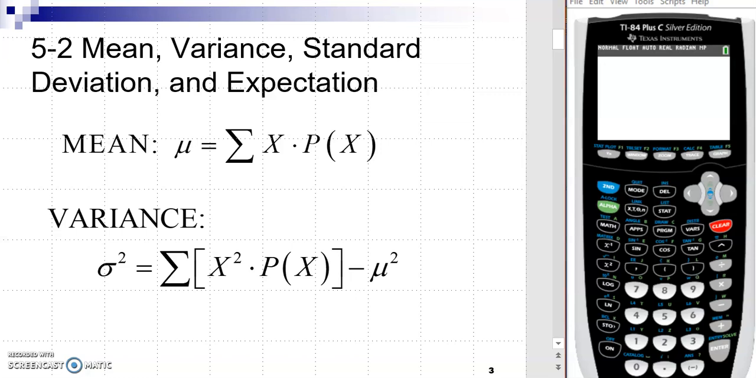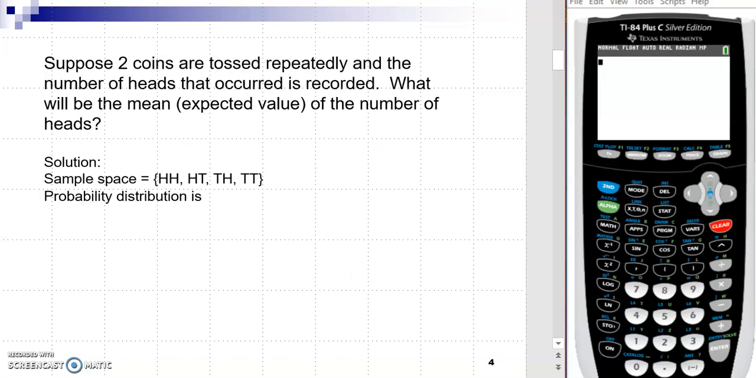Now, whenever you look in your textbook, you'll see these two formulas. One is to calculate the mean, and notice that mean is a mu, which means a population mean. So all the means for a probability distribution will be mu, and the variance, because it's a population, is sigma squared. So the standard deviation is going to be sigma. Now we can use the formulas, but just because of time constraints for our class, we're going to use the calculator for this. So let me show you how we're going to do that.